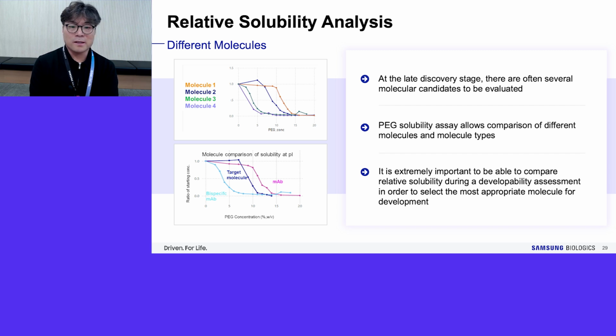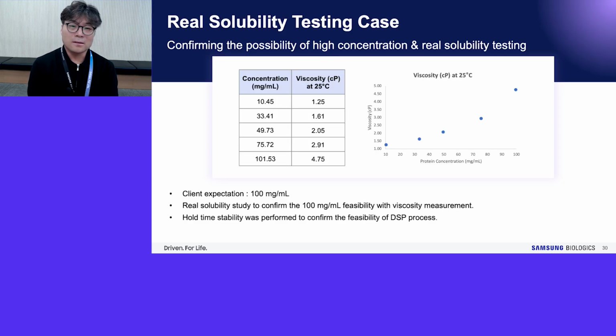In the upper graph, you can see various pH solubility graphs for various molecules. Through this comparing, we can predict the target molecule's stability. And this database is accumulated for various types of molecules to compare with the protein of interest. Honestly, the relative solubility test result accuracy is not 100%.